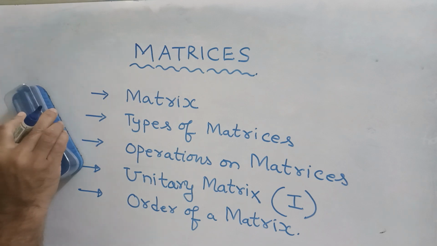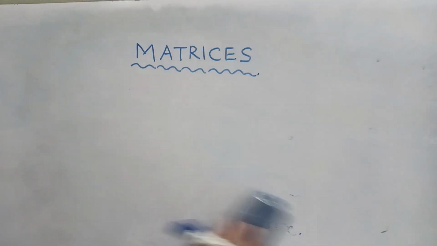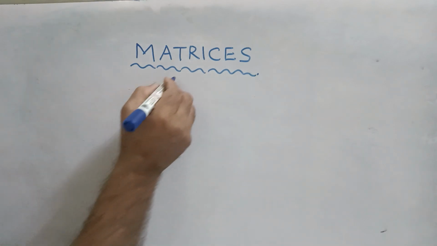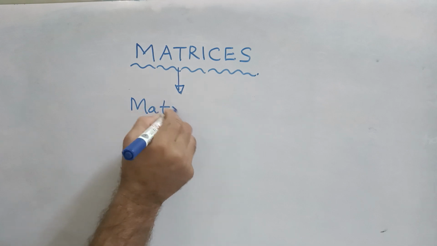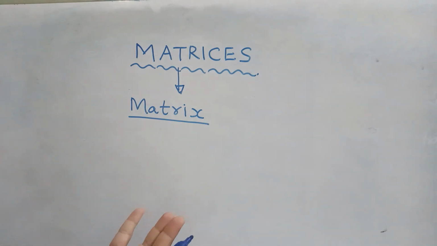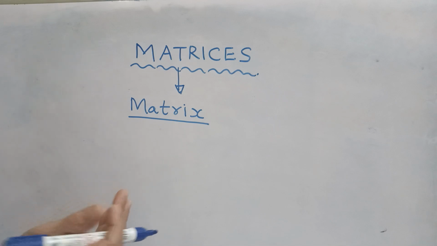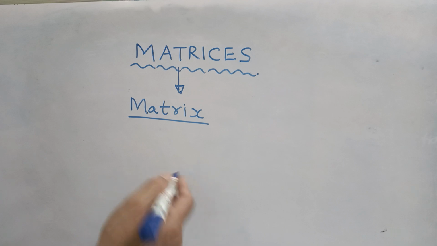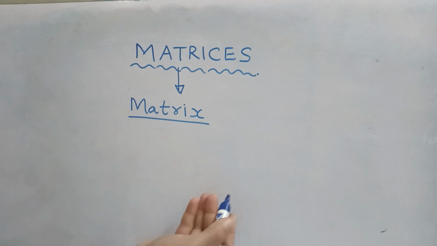So first of all, what is a matrix? How can we define a matrix? Normally, a matrix is nothing but a rectangular array of numbers, elements, sometimes expressions, that could be anything.